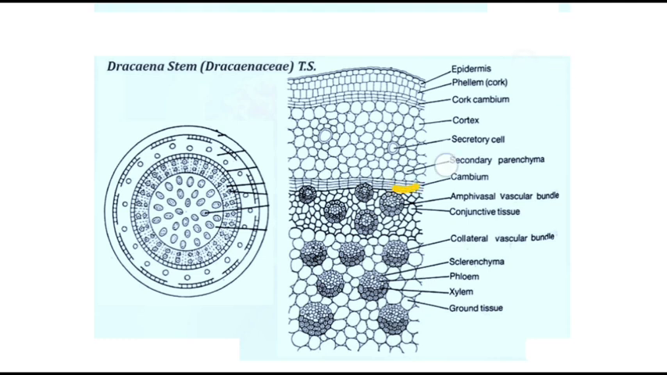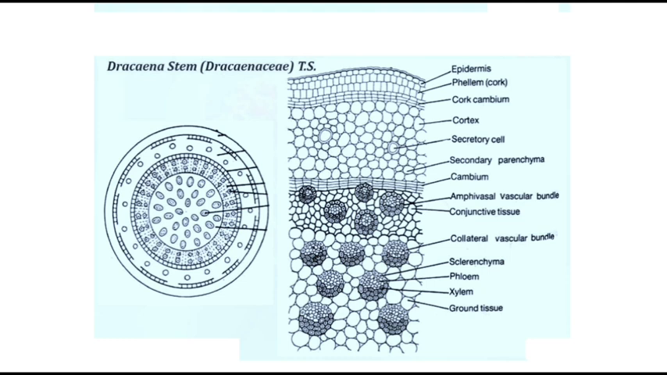Okay, here it is the cambium. These are amphivasal vascular bundles. This is cork cambium. So in this way, different plant species show different anomalous secondary growths.